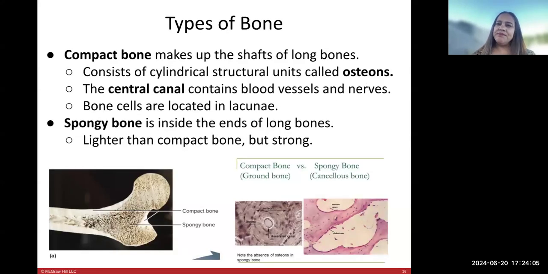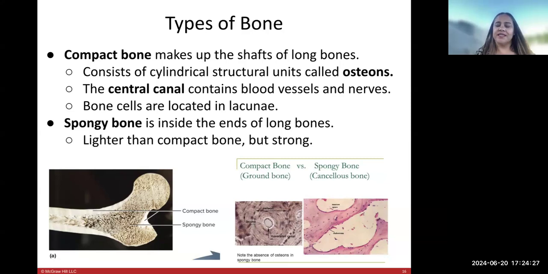So compact bone makes up the shaft of long bones, consists of cylindrical structural units called osteons. Under the microscope, they look like the little circles right there in the middle. In the middle of the osteon, there's a central canal that contains blood vessels and nerves. And bone cells, just like cartilage, are located in the lacuna, in the little spaces.